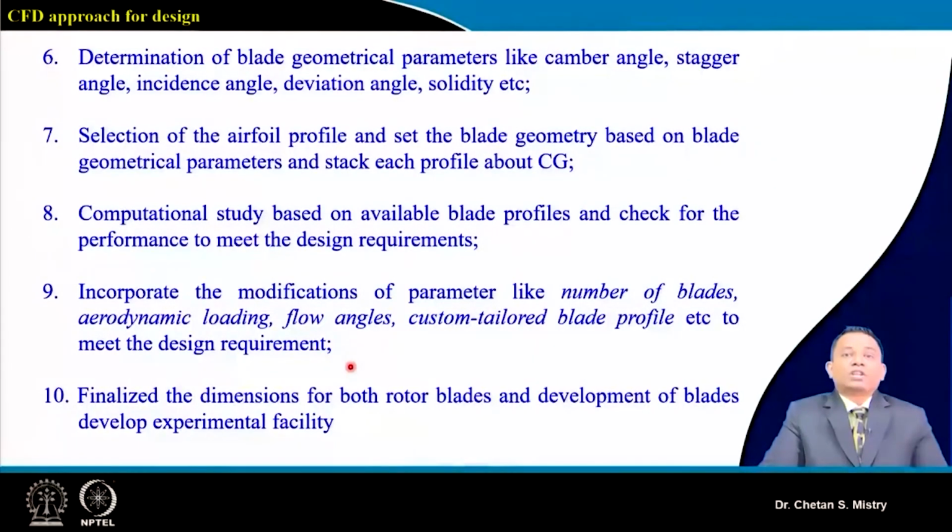Then the next step is the selection of aerofoil, stacked about the CG. Both the rotors are rotating, and that is the reason why we need to stack all aerofoils for both the rotor blades about the CG. Then, based on the available profile, initially we took the C4 aerofoil for the design, and later on, as per the requirement, we modified it. This includes incorporation of modifications like number of blades, aerodynamic loading, flow angles and custom tailored blade profile, etc., in order to meet the design requirements.